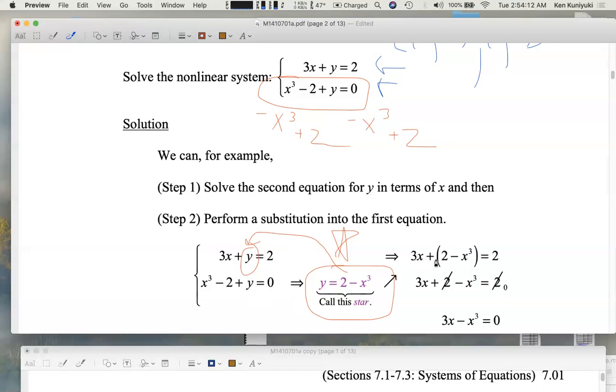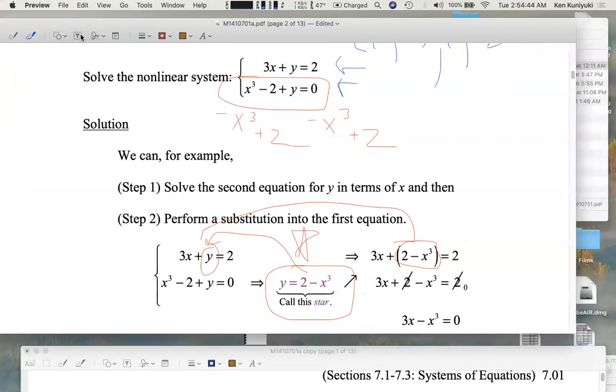From here, we get 3x plus the y here, and we're substituting with the result from star, right? y is 2 minus x cubed. To be safe, I put grouping symbols, but that's not so essential if you have a plus sign in front. Now, if there's a minus sign in front of the y, then I would recommend grouping symbols. After a plus sign, it's not so necessary, but I put them in just to be safe. All of that equals 2. The goal now is to solve for x.